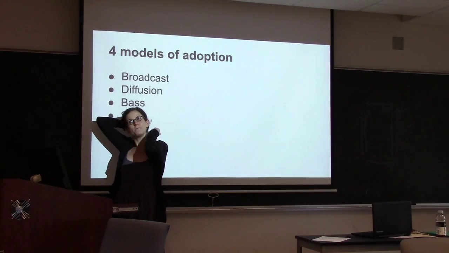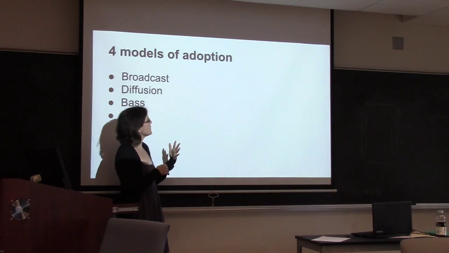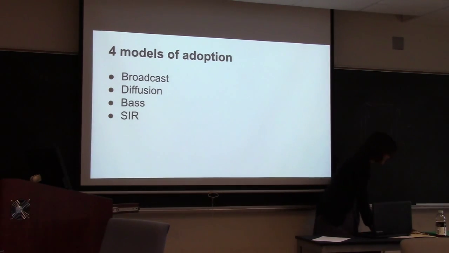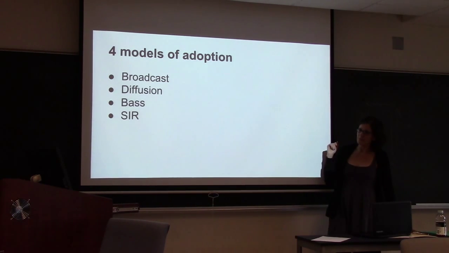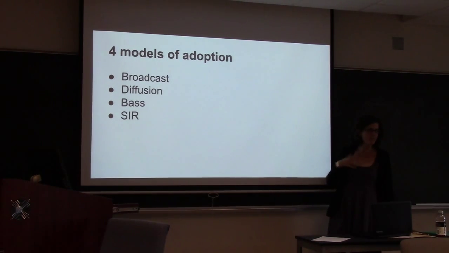I want to spend a good chunk of time going through the 4 models of adoption that we introduced on Monday. These are all models of how behaviors, ideas, disease, whatever you want to consider, is adopted by a population. So if it's a behavior, it's taken on, if it's a product, it's bought, if it's an idea, it's believed, if it's an infection, it's infected people, okay?